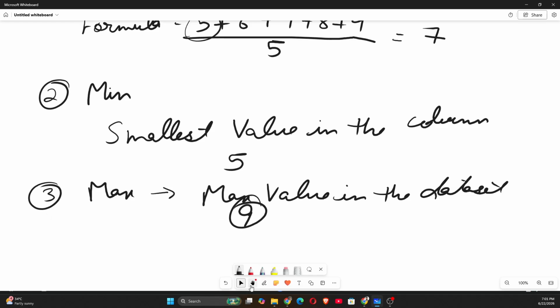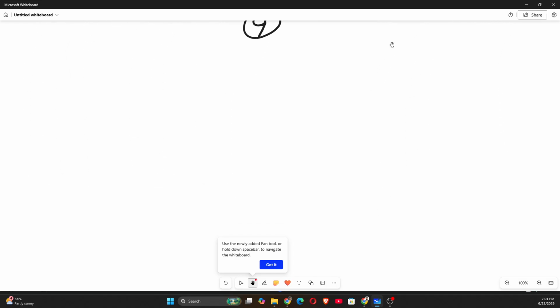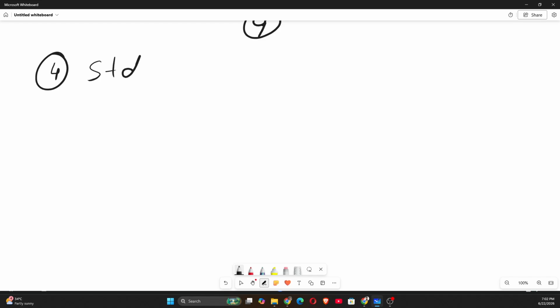Now comes the main thing, standard deviation. I guess you must have learned in college what standard deviation is, but I would like to explain it to you. It is STD, or standard deviation. So basically, what is standard deviation? It tells us how spread out the values are from the mean.